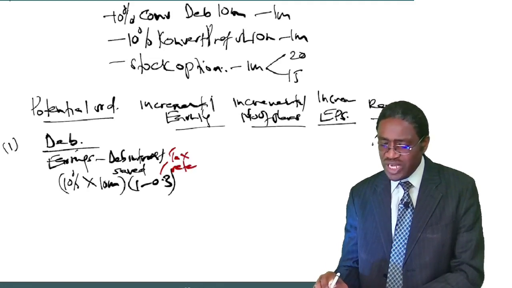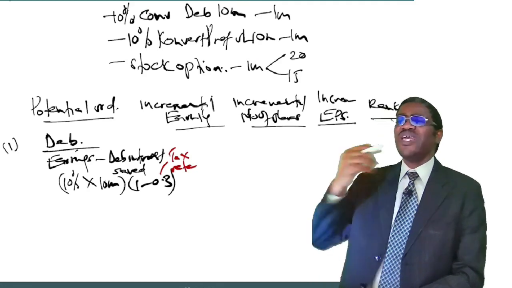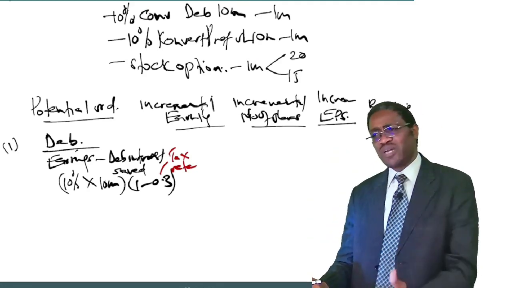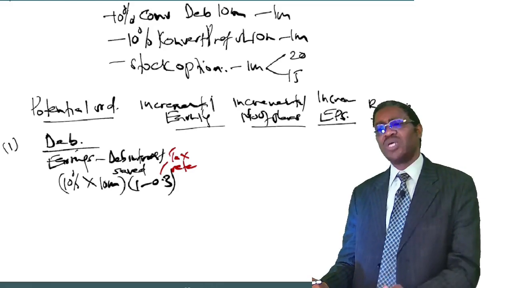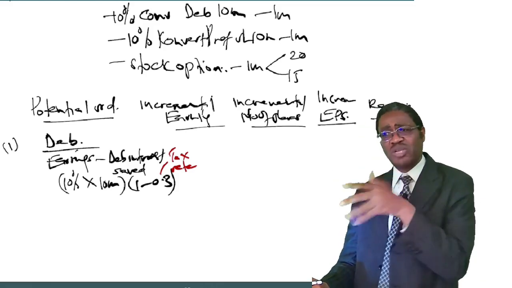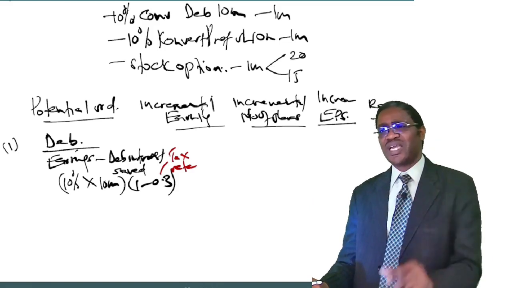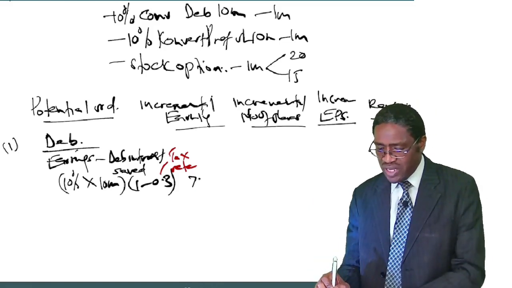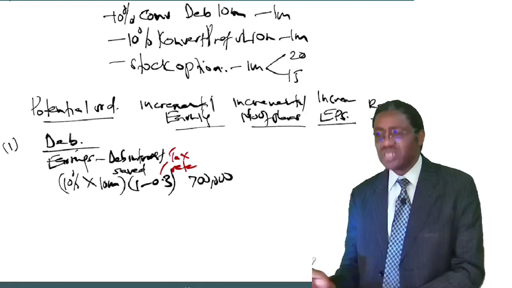So we need to go now and find out what the incremental earnings will be. It is obvious we paid them 10% of 10 million, which is 1 million. 30% of that 1 million is 300,000. Net it against that, and you are remaining with a balance of 700,000. So our incremental earnings would be 700,000.